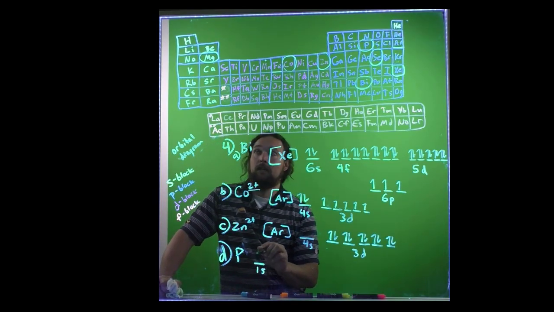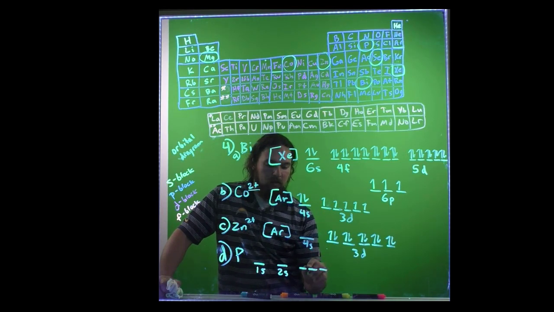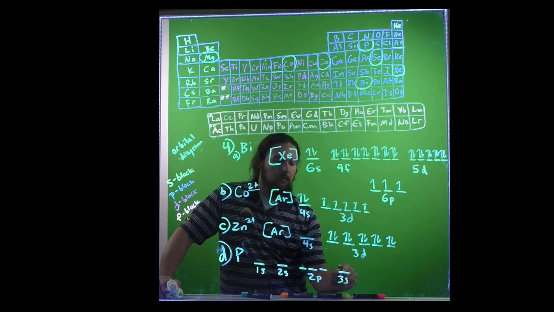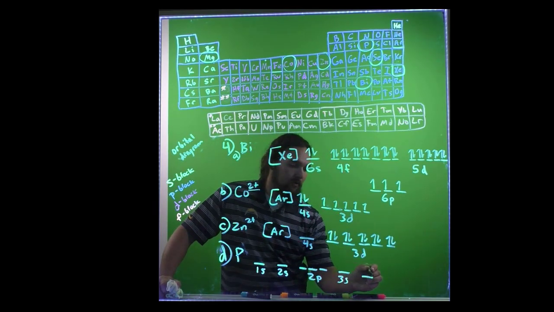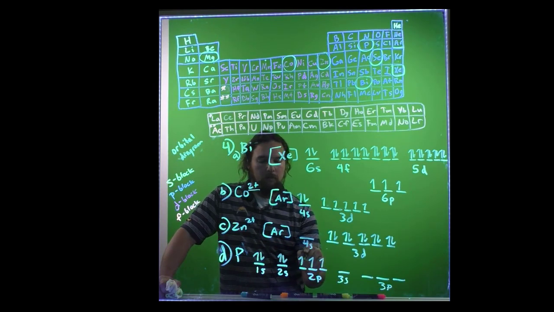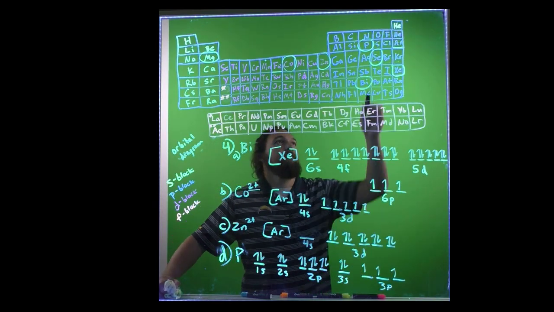1s, there's 1s orbital. There's 2s orbital. There's 3 equivalent 2p orbitals. There's a 3s orbital, and then we have 3 equivalent 3p orbitals. So if we're just doing phosphorus, we fill up, down, up, down, up, up, up, down, down, down, up, down, up, up, up.